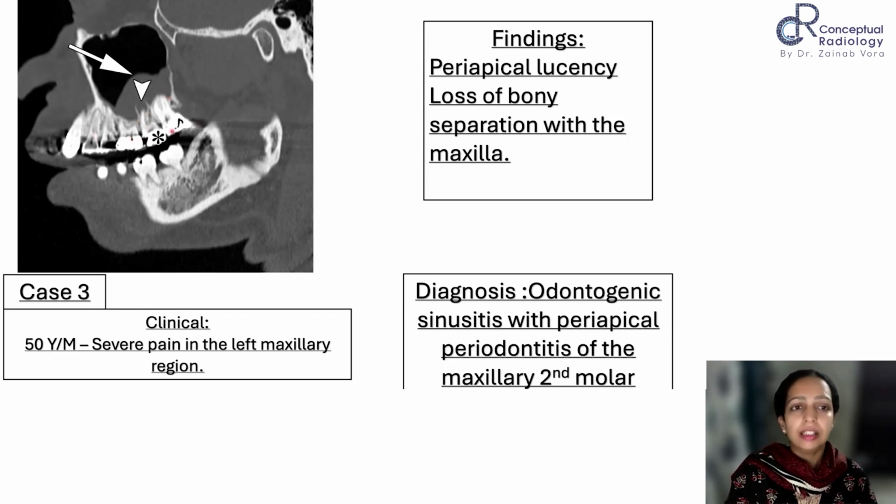So the maxillary teeth, especially the molars which are in close association, have a tendency to spread infection into the overlying maxillary sinuses. Clinically, the patients present with acute pain, a lot of pain, which might be associated with a procedure, might not be associated with a procedure, might just be spontaneous in nature. So when you're imaging maxillary sinuses, you should be very, very closely looking at the roots of the molars, the associated teeth, right? And you can appreciate loss of bony separation, something like this, right?